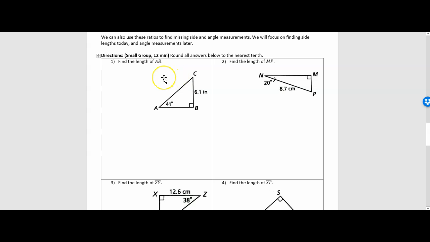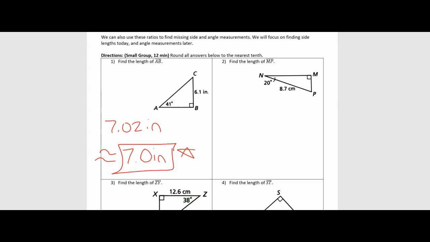It says round to the nearest tenth, actually. So our answer over there was 7.02 inches. Well, if I round to the nearest tenth, that's going to be 7.0 inches. So our answer should be 7.0. Okay, see if you can apply this process to number 2. See if you can choose the correct ratio, see if you can solve the equation properly. We'll go through it and then we'll be done.